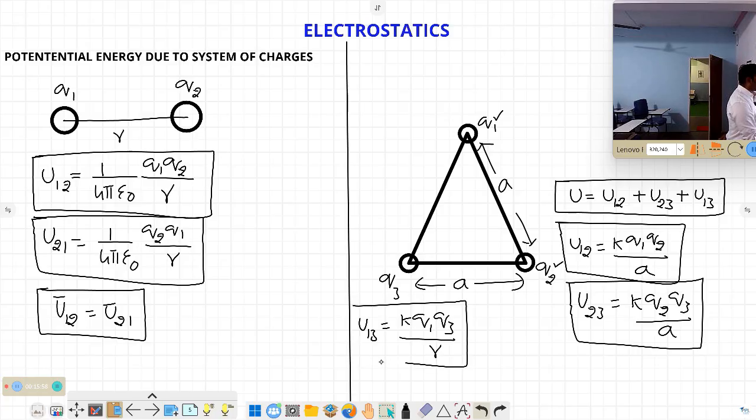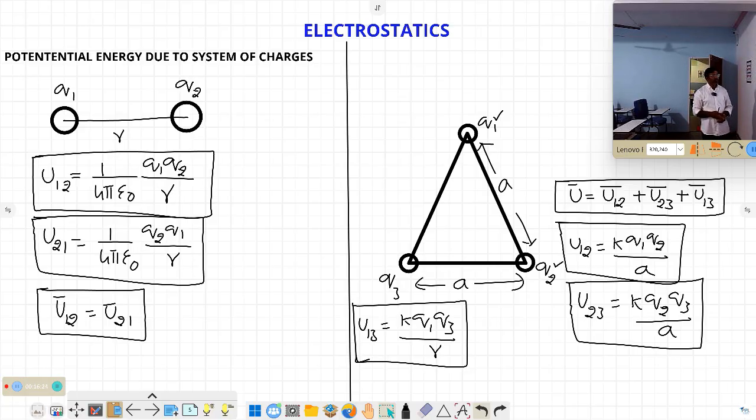So the total energy of the system is U equal to U12 plus U23 plus U31. This is called the potential energy due to the system of charges. In the case of two charges, this is the formula. In the case of three charges, this is the formula. Now, how we apply this while solving problems is important for us.